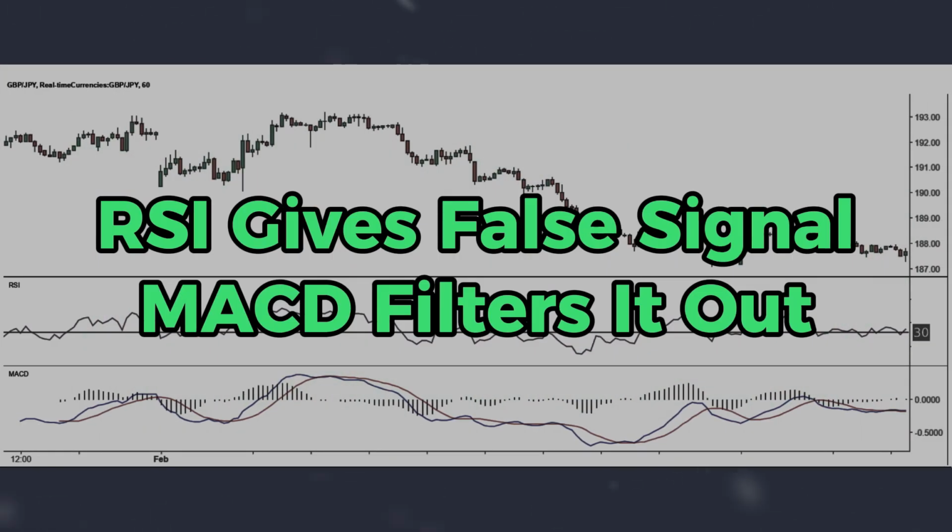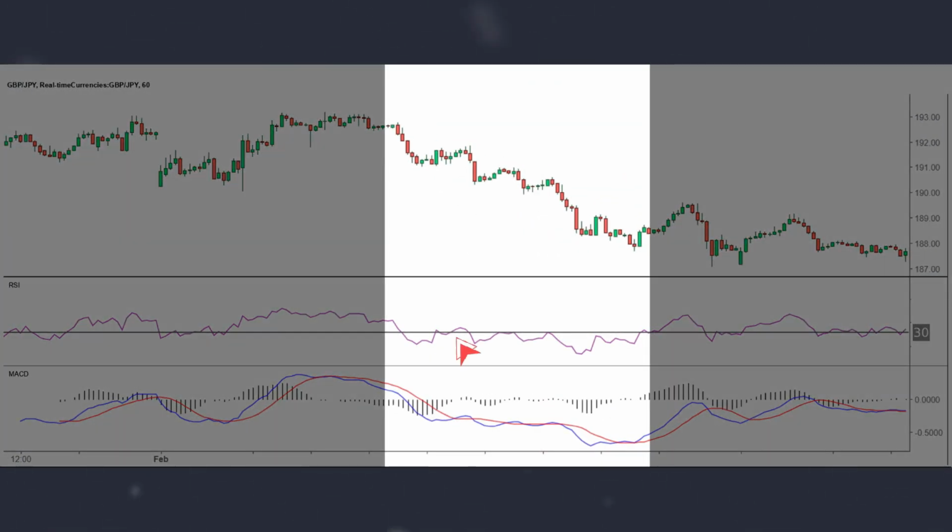Second example, RSI gives false signal, MACD filters it out. In this chart, RSI once again crosses above 30 and flashes a buy signal. But this time, the price quickly drops again. It was a fake out. MACD doesn't confirm the move at all. The MACD line stays below the signal line and the histogram remains red. No confirmation. It completely filters out the false signal.